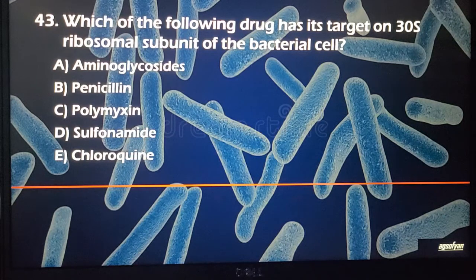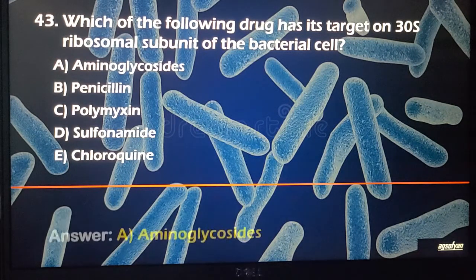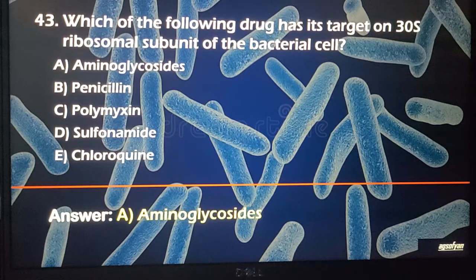Number 43. Which of the following drug has its target on 30S, which is the smaller subunit of ribosome of the bacterial cell? A. Aminoglycoside. B. Penicillin. C. Polymyxin. D. Sulfonamide. Or E. Chloroquine. Choose your answer. Yeah, the answer is aminoglycoside.